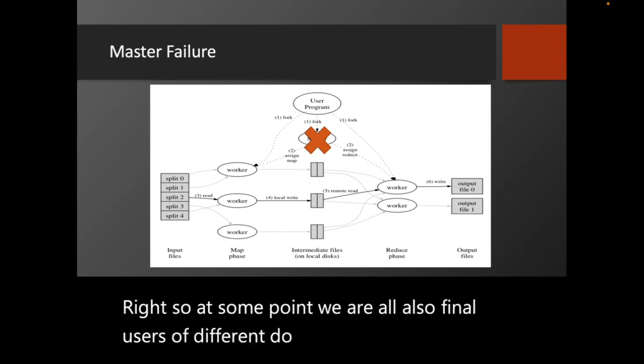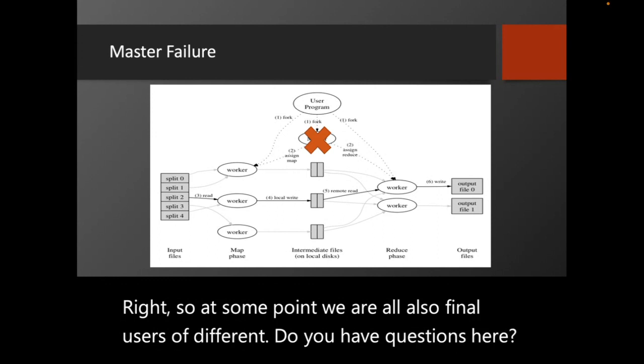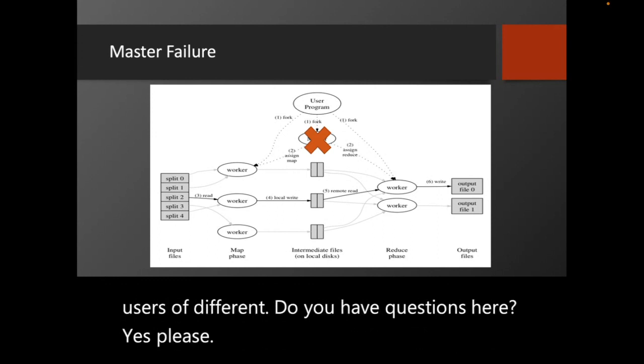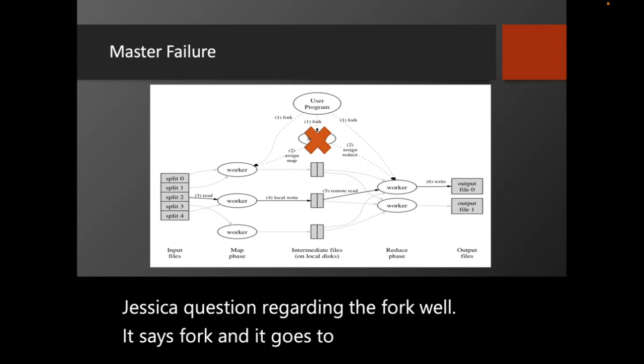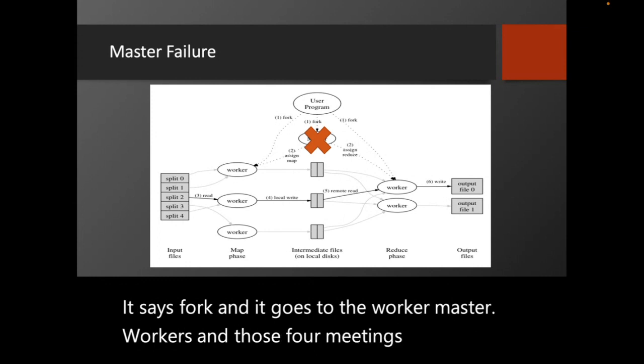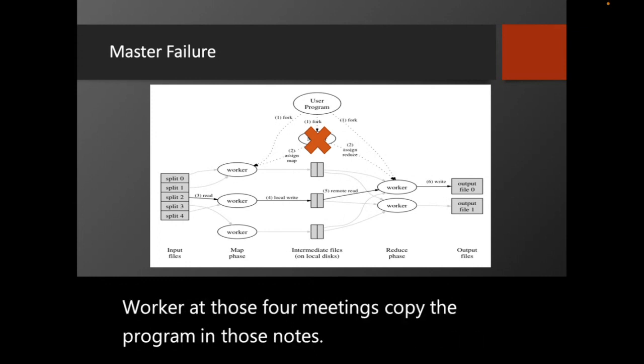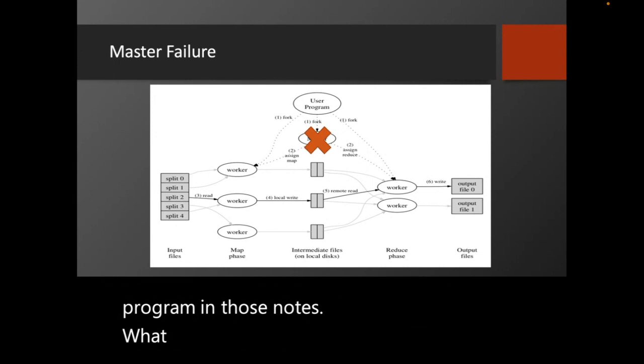Do you have questions here? Yes, please. I have a question regarding the fork. It says fork and it goes to the worker, master, and worker. Does fork mean it copies the program in those nodes? Is that the question? It's just that in the image, the fork.